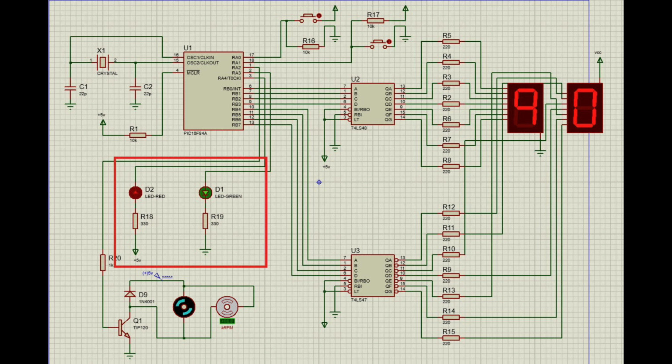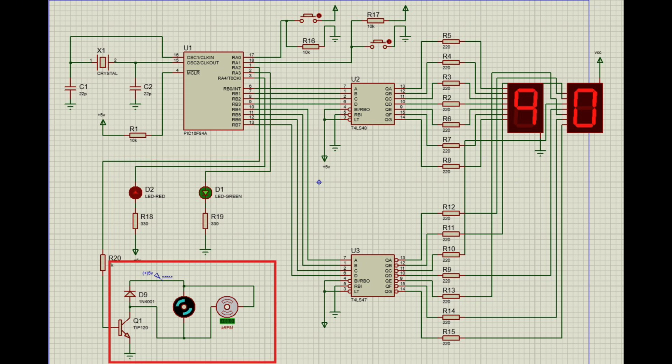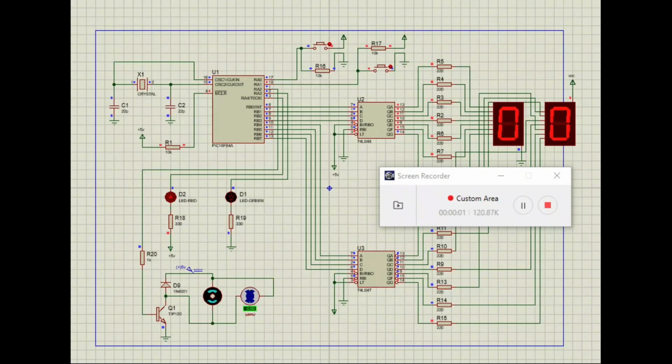The actuation and indicators. On the bottom left, we have a green LED and a red LED for status monitoring, alongside a DC motor driven by a TIP120 Darlington transistor and protected by a 1N4001 freewheeling diode to handle inductive back EMF. Now, let's observe the operational behavior of the system as demonstrated in the simulation.